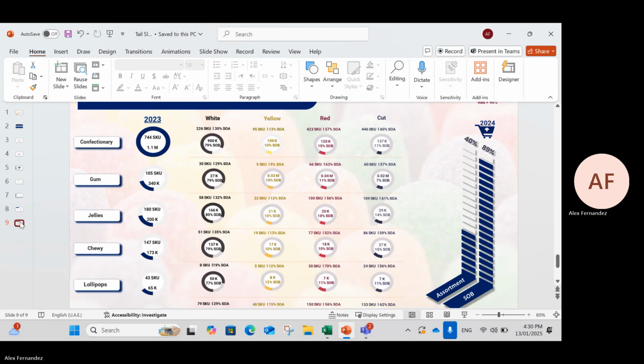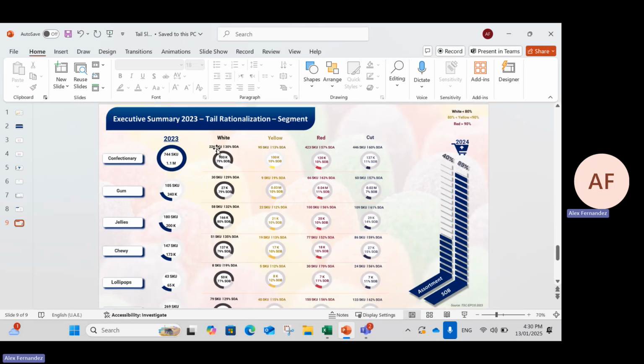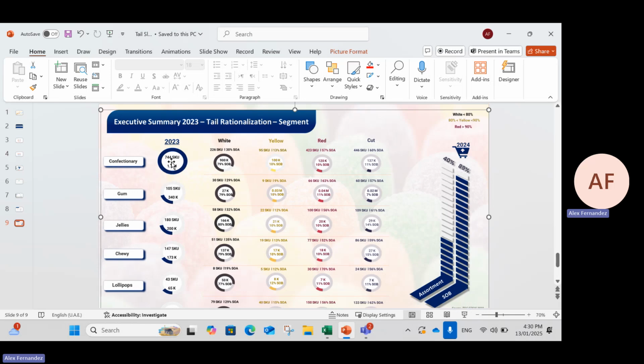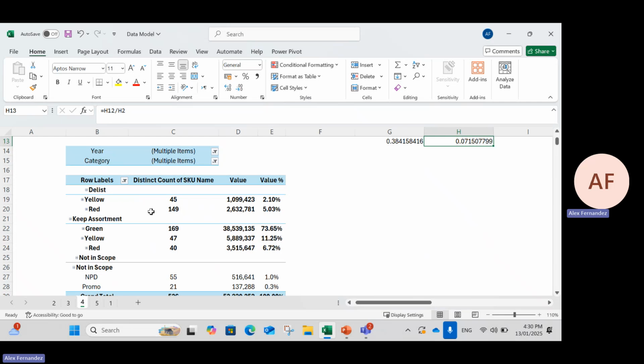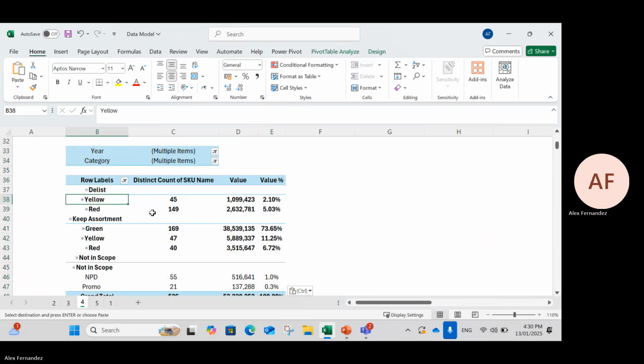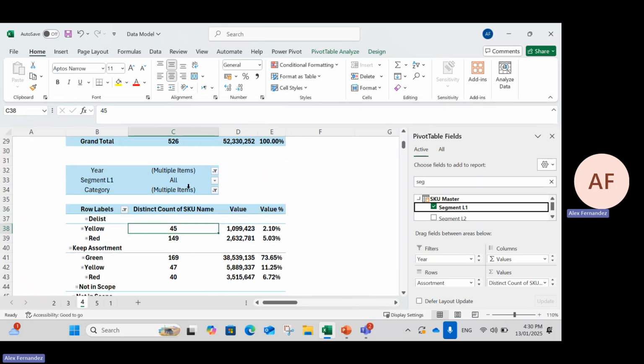Then we go to this slide. For this slide, it's easy. We also have here the number of SKUs. So total number of SKUs, the value. And then we just put the green, red, yellow, and how much we are cutting out of it. So for that, we generate this pivot table. And since we want it by segment, we add segment. We always look at segment L1.